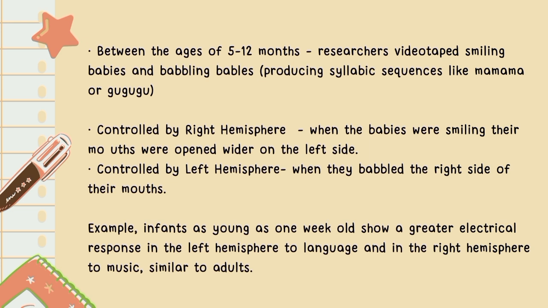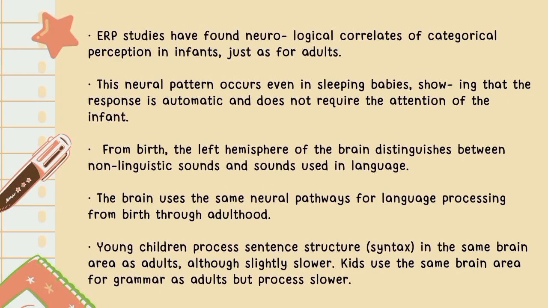For example, infants as young as 1 week old show a greater electrical response in the left hemisphere to language and in the right hemisphere to music, similar to adults. ERP studies have found neurological correlates of categorical perception in infants just as for adults. It means that these studies show that the infant brain responds differently, with the same pattern and speed as found in adults, to phonemic categories than to non-phonemic acoustic distinctions.